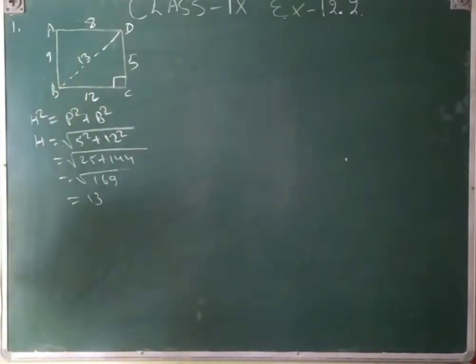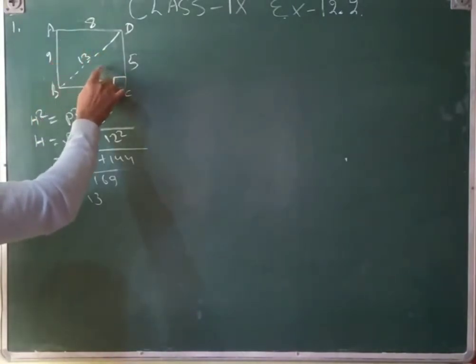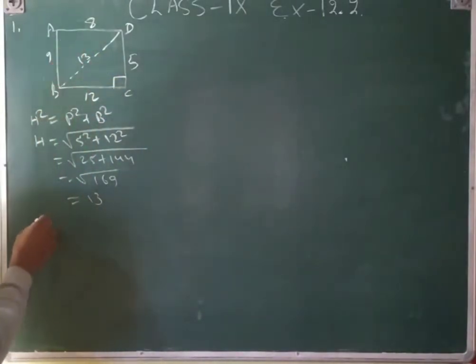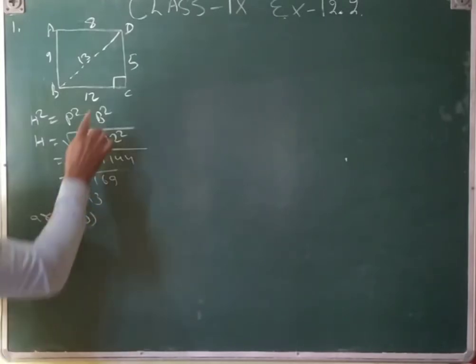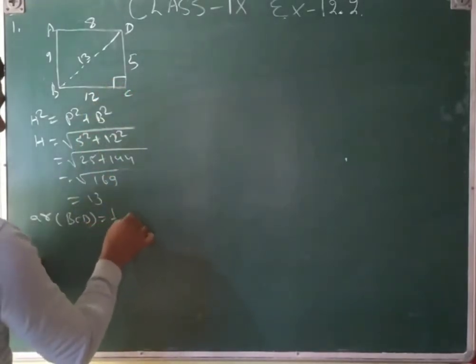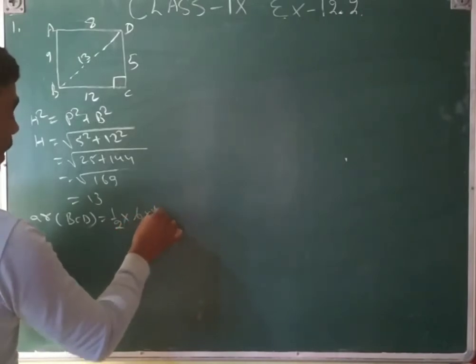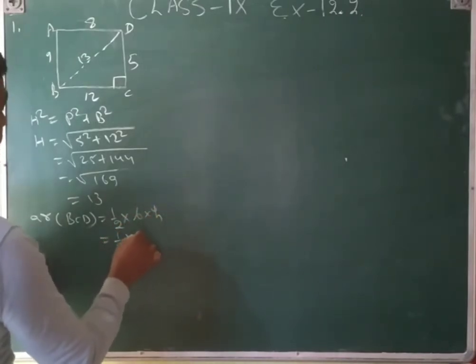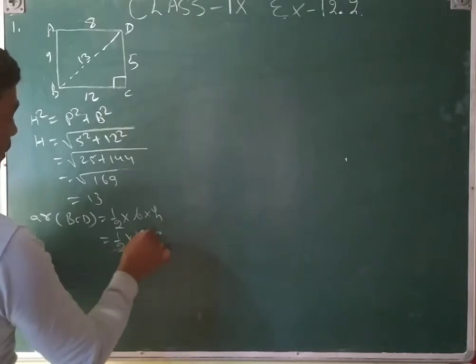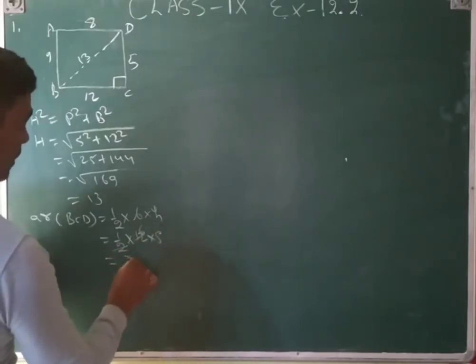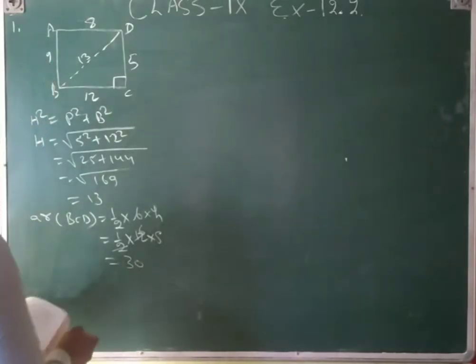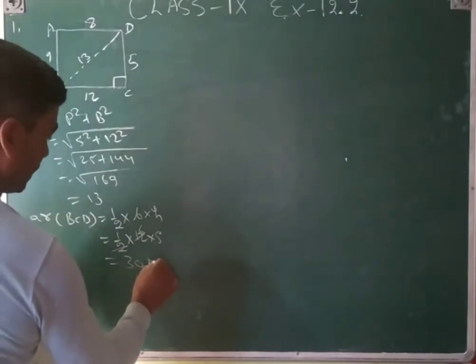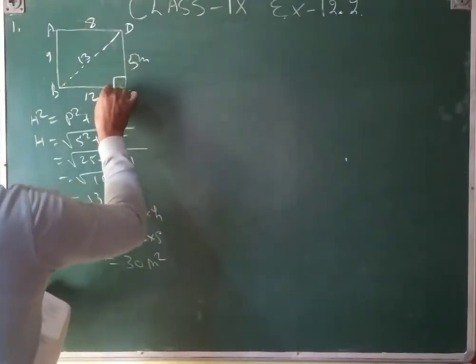Now we have two triangles, this triangle and this triangle. So separately we will find both areas. In the area of triangle BCD, the 90 degree angle is there. So we can apply 1 upon 2 base into height. So that is 1 upon 2 into base 12 into height 5. 6 fives are 30. Units is given in meter, so that is meter square.